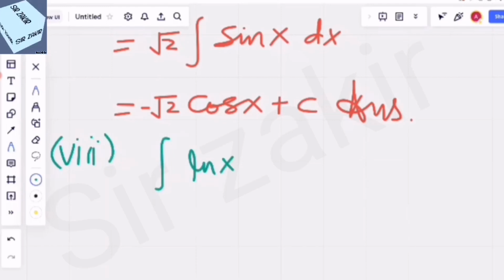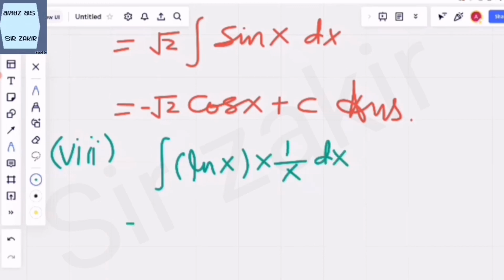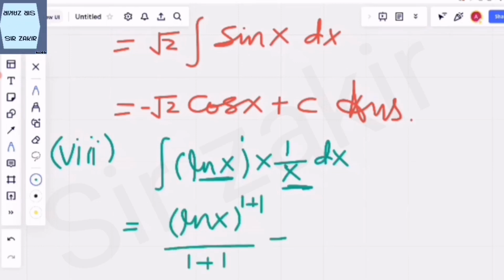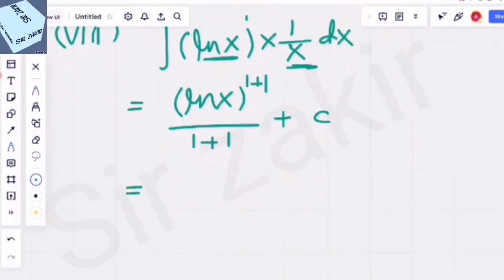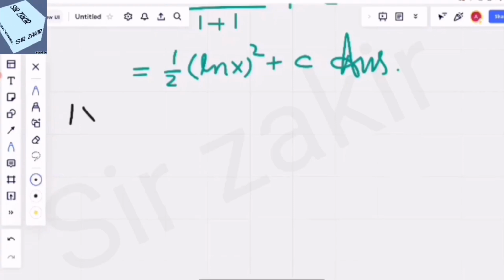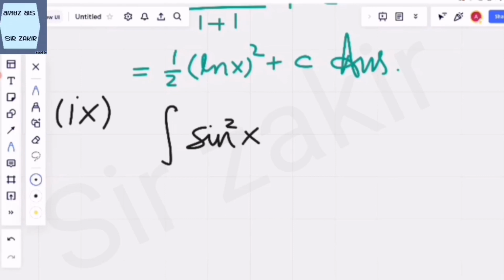Part 8 is also a single step question. Natural log of x multiplied by 1 by x dx. The derivative of natural log of x is 1 by x, which is written with it, so we increase the power of the function by 1. The function is natural log of x, its power is 1, we add 1 to the power and divide by that. Its integration is also a single step integration. So this is finally 1/2 (ln x)^2 plus c.